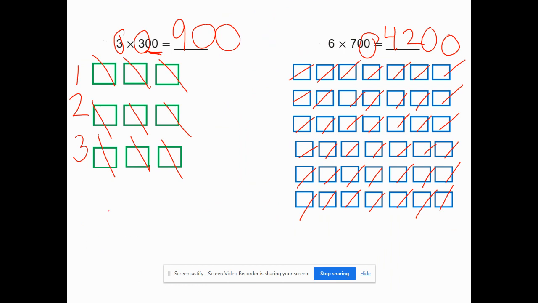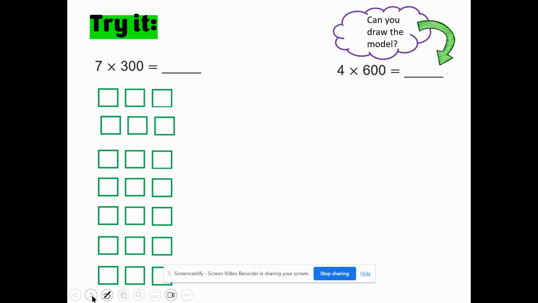Let's go to the next page. All right, I want you to try these on your own. Pause the video and try these on your own. All right, so we're back together. Hopefully, you got the correct answer on each one of these problems that you just tried.